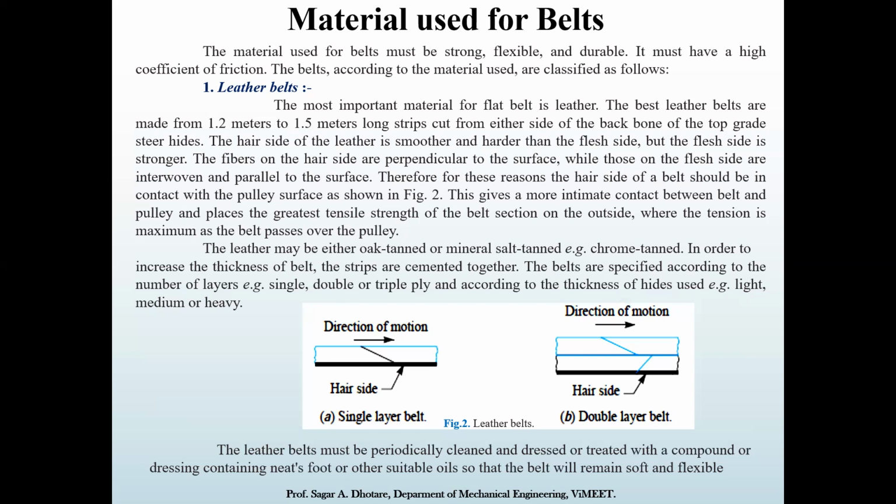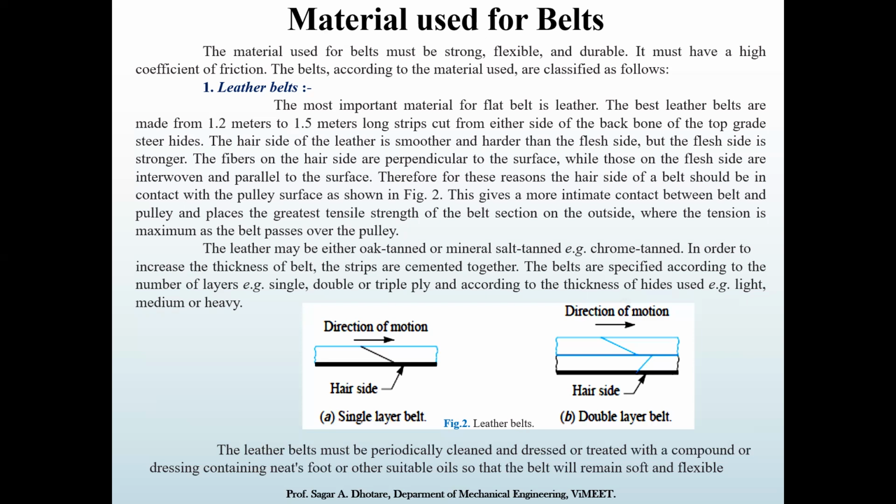The hair side of the leather is smoother and harder than the flesh side. The hair side is the one in contact with the pulley, and the flesh side is open to the environment. But the flesh side is also stronger. The fibers on the hair side are perpendicular to the surface, while those of the flesh side are interwoven and parallel to the surface.